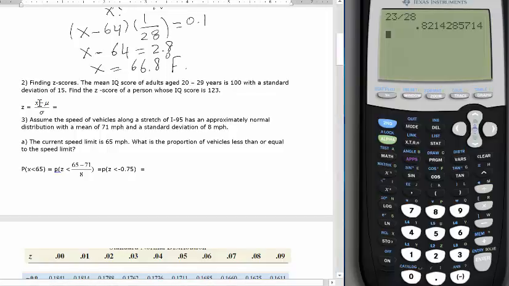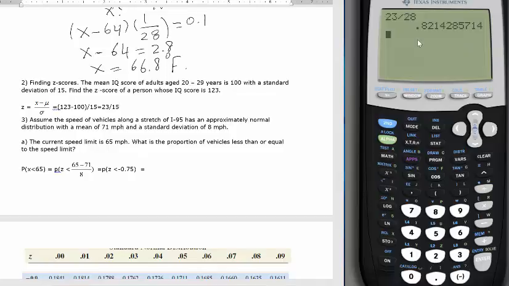First of all, we put the x value right here, which is what? 123 minus the mean, it's 100, divided by the standard deviation, which is 15. 123 minus 100 is 23, divided by 15. Let's go to the calculator and do that.